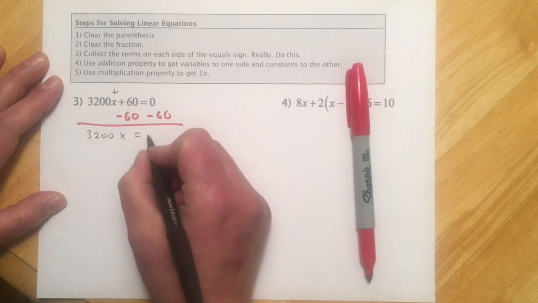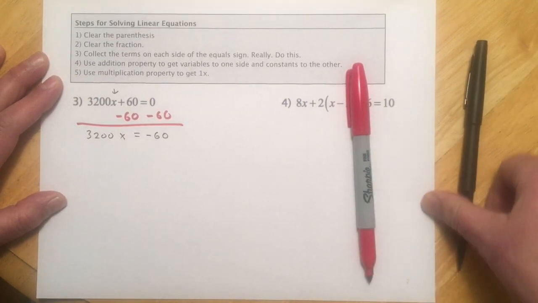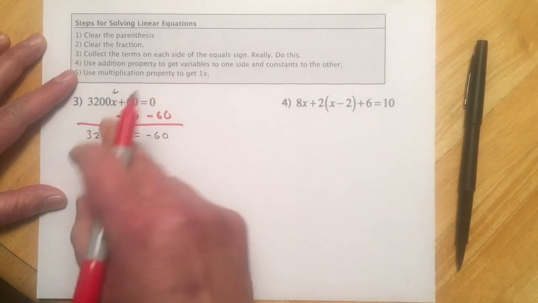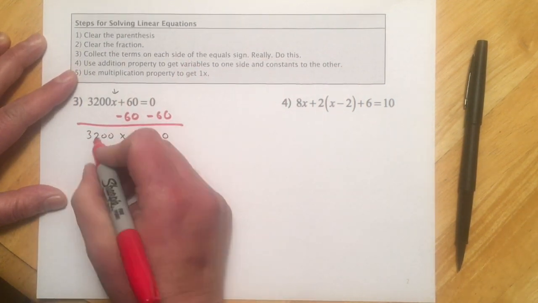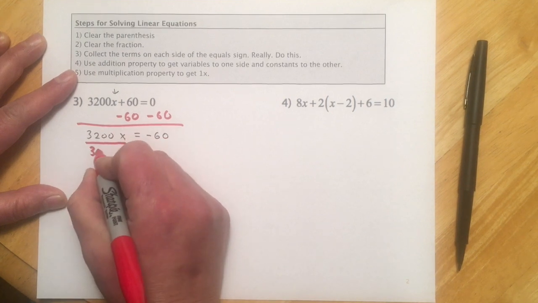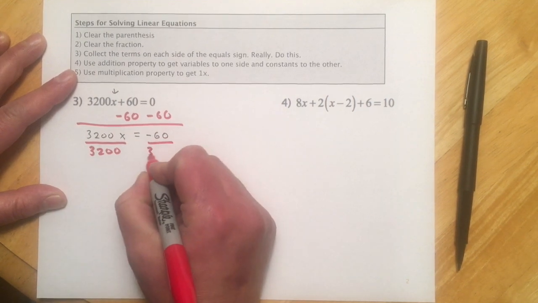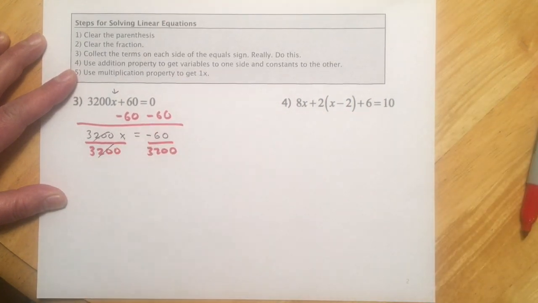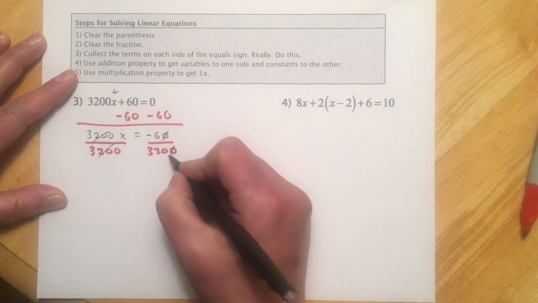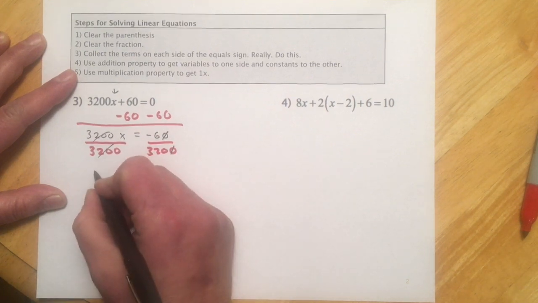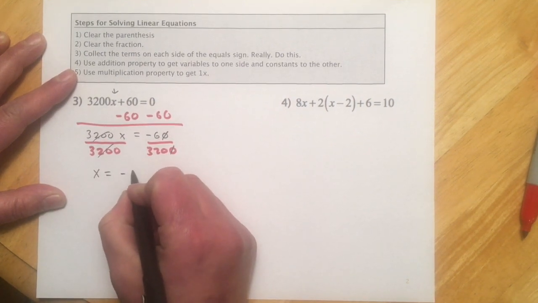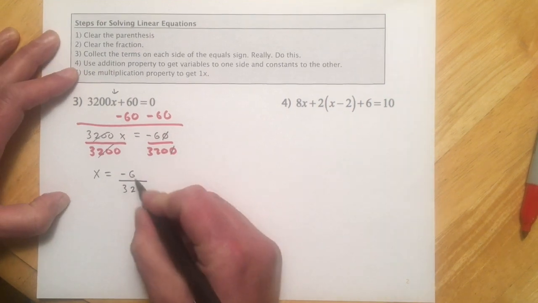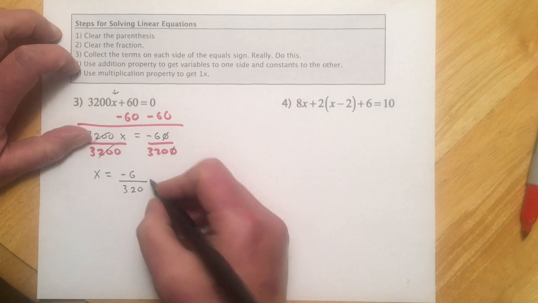That makes 3200x equals negative 60. Then use the multiplication property to get 1x. To undo multiply, we divide, and vice versa. So we'll divide both sides by 3200, and those cancel, so there's my 1x. Here I can knock out a power of 10, so I'll just cancel those zeros. Now I'm down to negative 6 over 320. But those are both even numbers, so I can go a little bit more here.